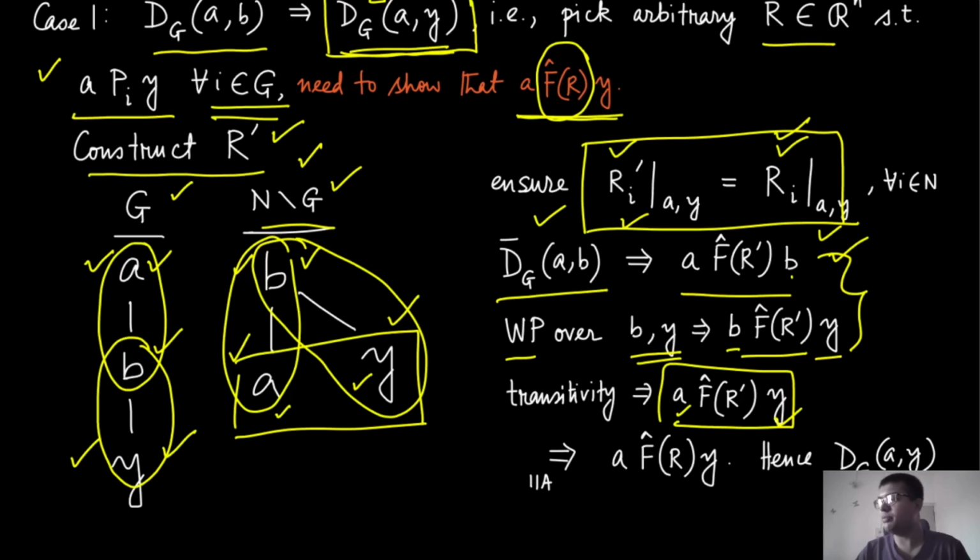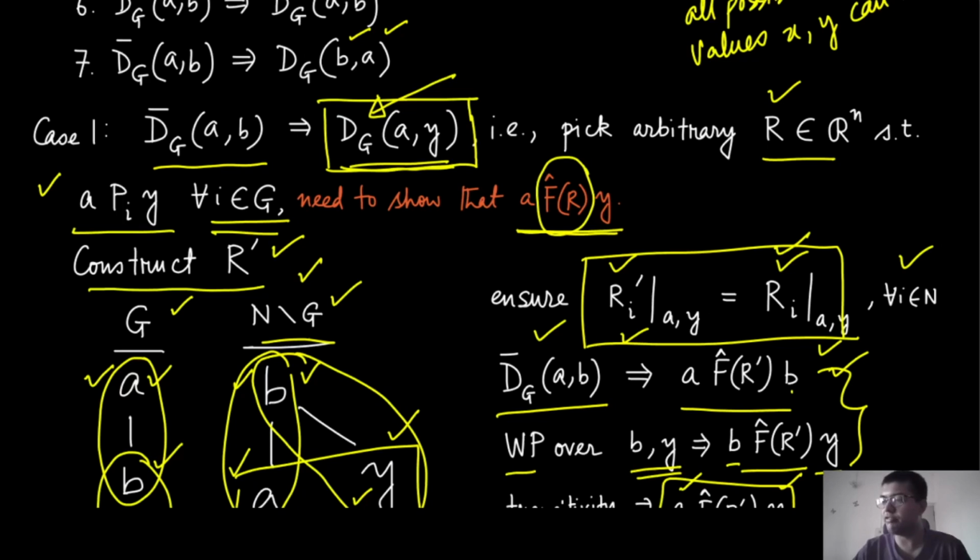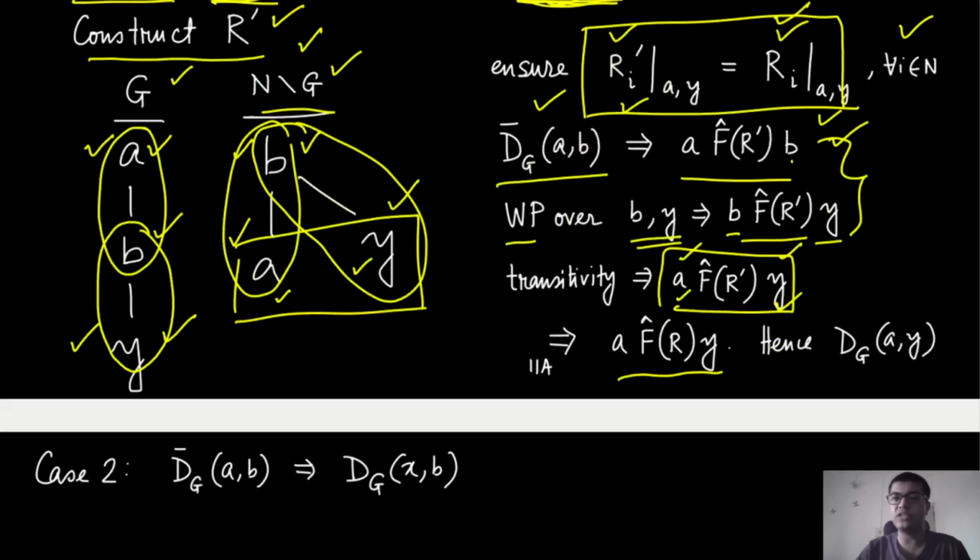the ordering of all the players in N is identical. So since A is strictly preferred over Y in R prime, that implies by IIA that A must be strictly preferred over Y. And that is all we wanted to prove. We started with the fact that A is strictly preferred over Y for only the individuals who are in this group G, and we wanted to prove that A is strictly preferred over Y even for the social outcome, and that is what we have proved. So therefore G is decisive over A comma Y. So this is the first case that we have considered.